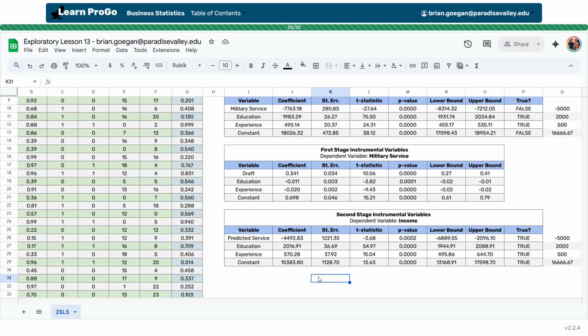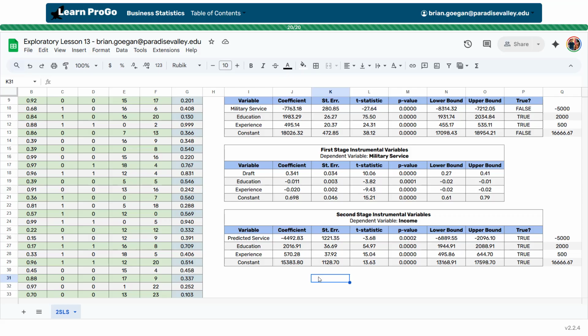And the only way for the draft to affect your income is if it passes through military service. So the causal effect of the draft on income has to go through military service. The draft affects military service only, and military service then affects income. And so we're basically able to use the draft like a little switch, like a toggle that toggles military service on or off. And then we can see the effect of military service by itself, uncorrelated with everything else.